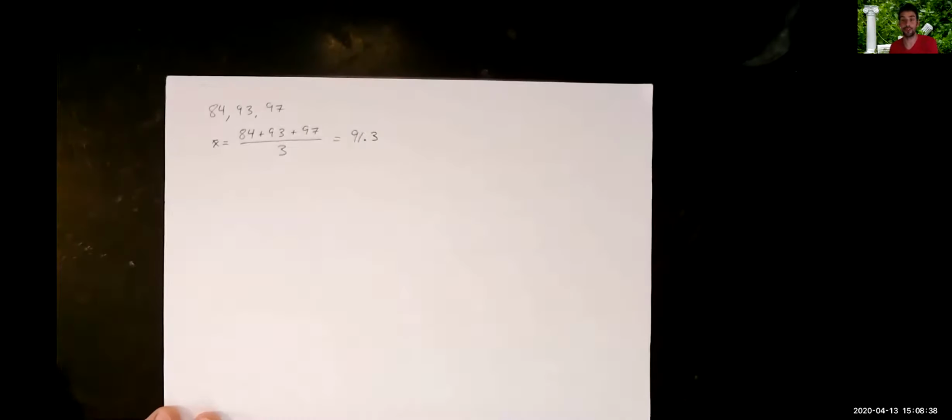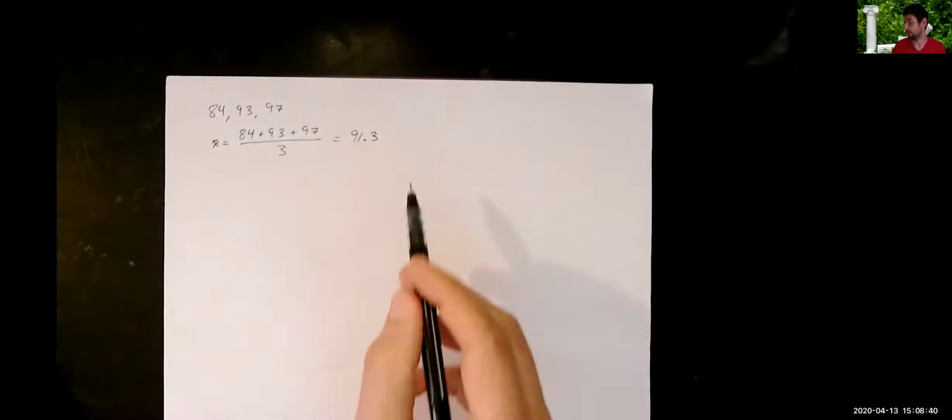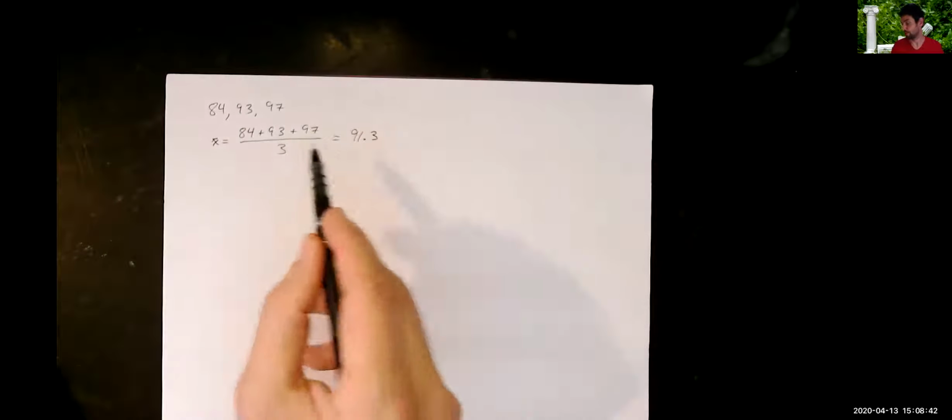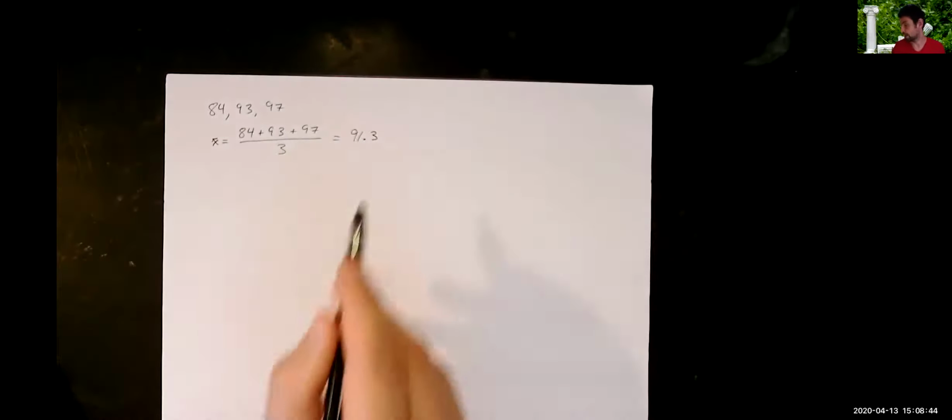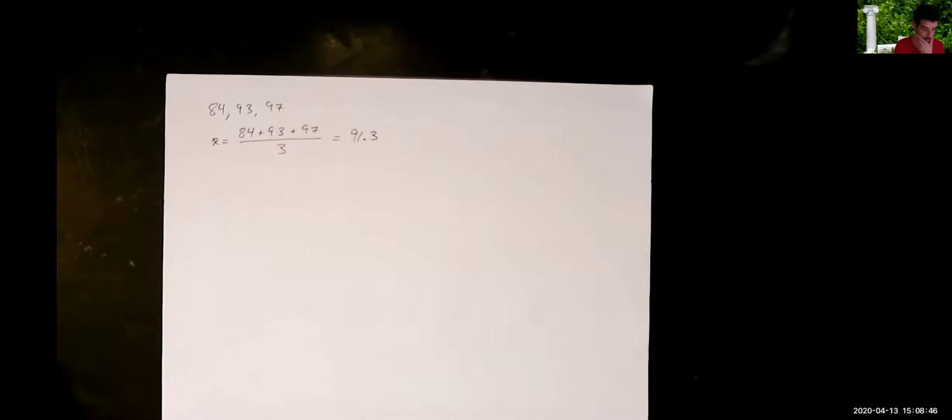And when we do this, we get 91.3, right? This is actually an approximation. The 3 goes on forever. But this is an example of just rounding to one more decimal place than the scores given, right? So that's a typical rule of thumb. No big deal there. The other idea is a little bit trickier.